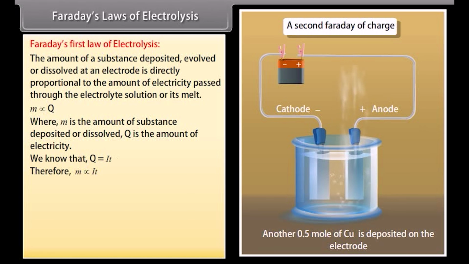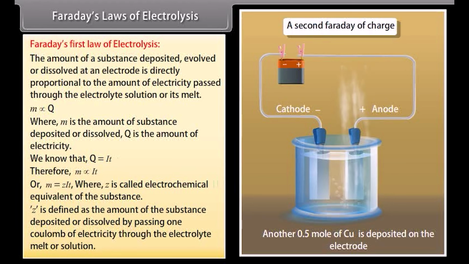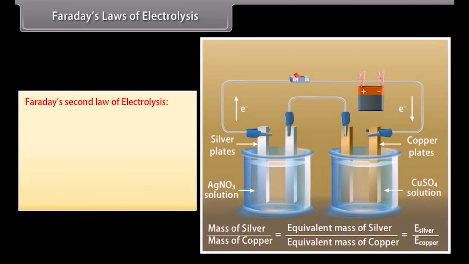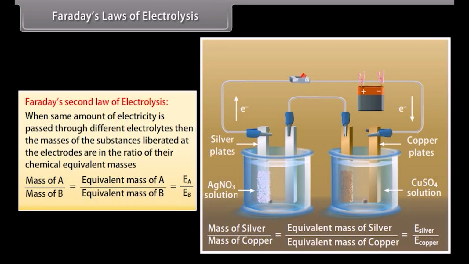It can be written as M is equal to Z I T, where Z is called the electrochemical equivalent of the substance. Z is defined as the amount of the substance deposited or dissolved by passing 1 coulomb of electricity through the electrolyte melt or solution. Faraday's second law of electrolysis. When the same amount of electricity is passed through different electrolytes, then the masses of the substance liberated at the electrodes are in the ratio of their chemical equivalent masses.